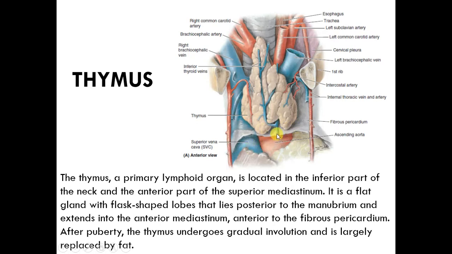And it's after puberty, the thymus undergoes gradual involution and is largely replaced by fat. So in adults, when you go for cardiac surgery or you open the chest for other reasons, you will find the thymus involuted. It's not as in children, because its primary role in immunity formation is in childhood, not in adults. So in adults, the thymus goes into gradual involution.